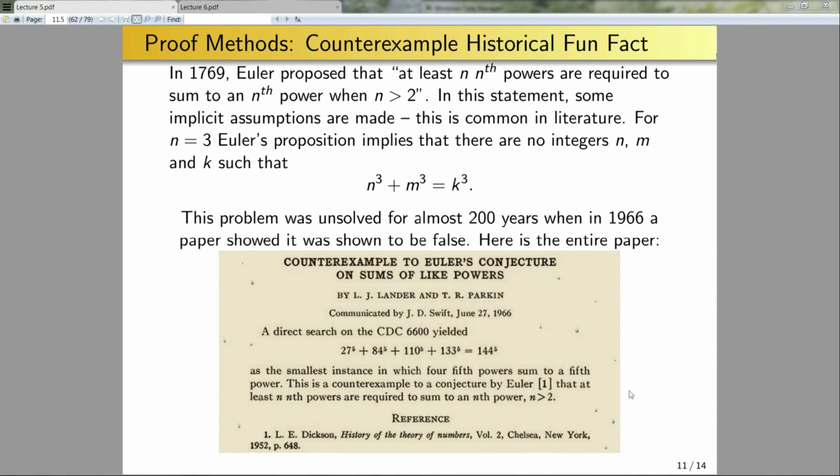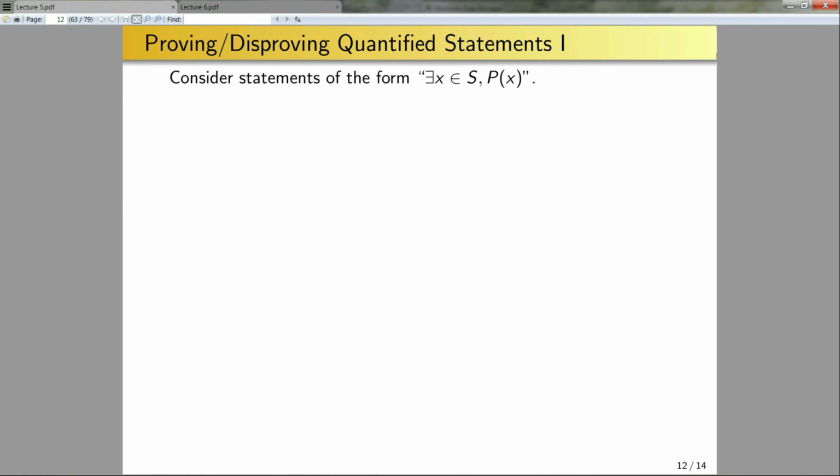So that's kind of a mic drop moment there, but this just goes to show that counterexample proofs can be extremely short. So now that we've gone through several methods of proving statements, let's re-examine proving and disproving quantified statements just to make things a bit more concrete and to explicitly state some facts that we've been implicitly using here and there throughout the last 2 lectures.